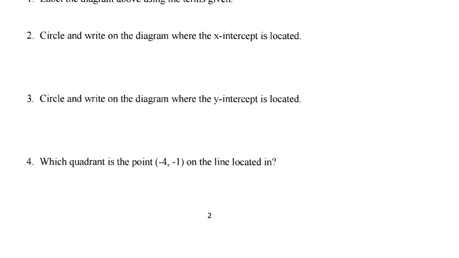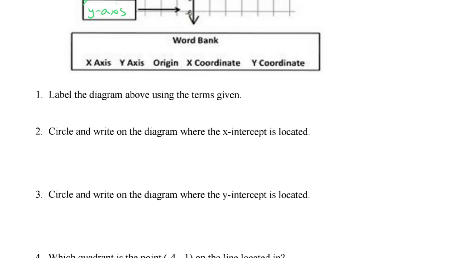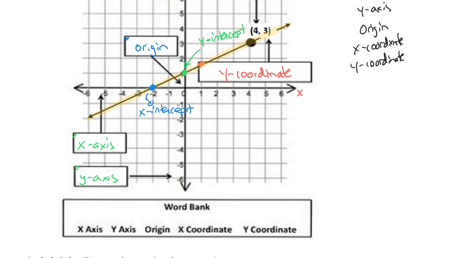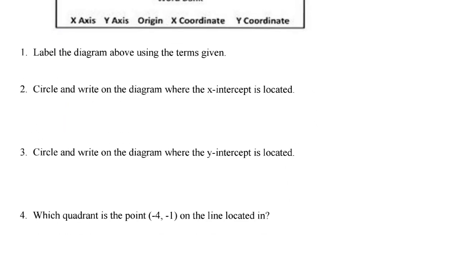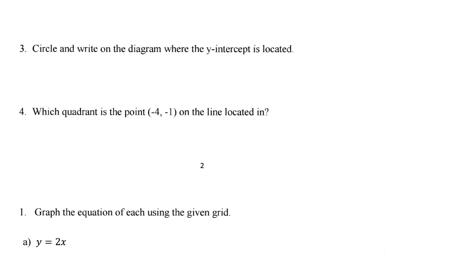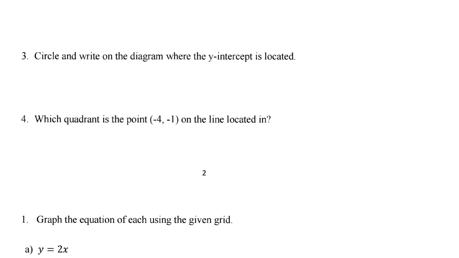And then this last one here: in which quadrant is the point (-4, -1) on the line located? So if we look up on this line here, (-4, -1) is on that line. I start at the origin and I go over 4 units to the left on the x and then 1 unit down. There it is. So here's this point, (-4, -1). It is on that line. And what quadrant is that in? That is in quadrant 3.